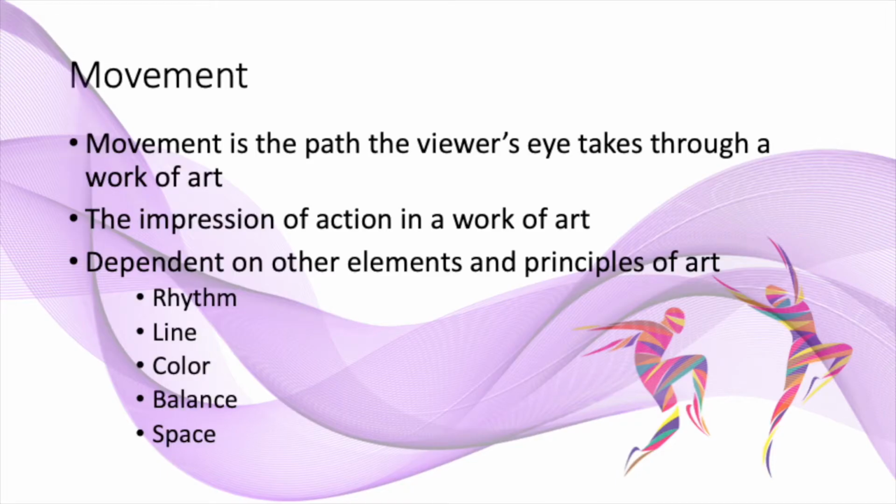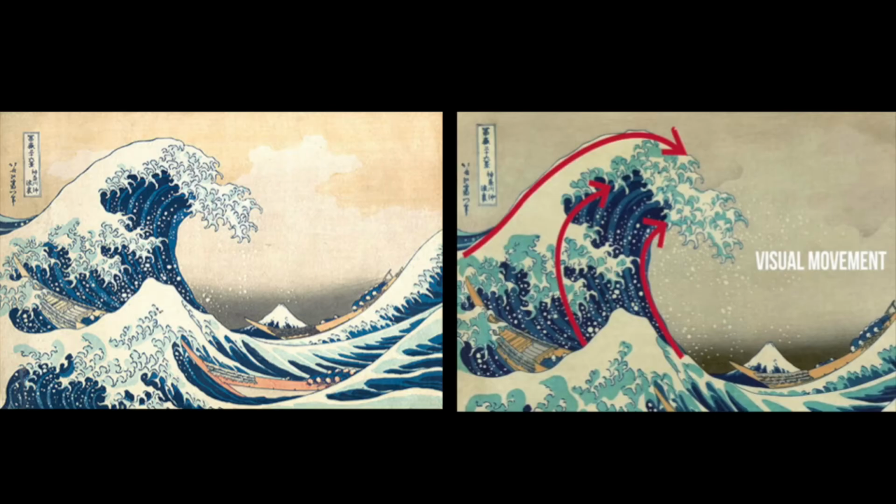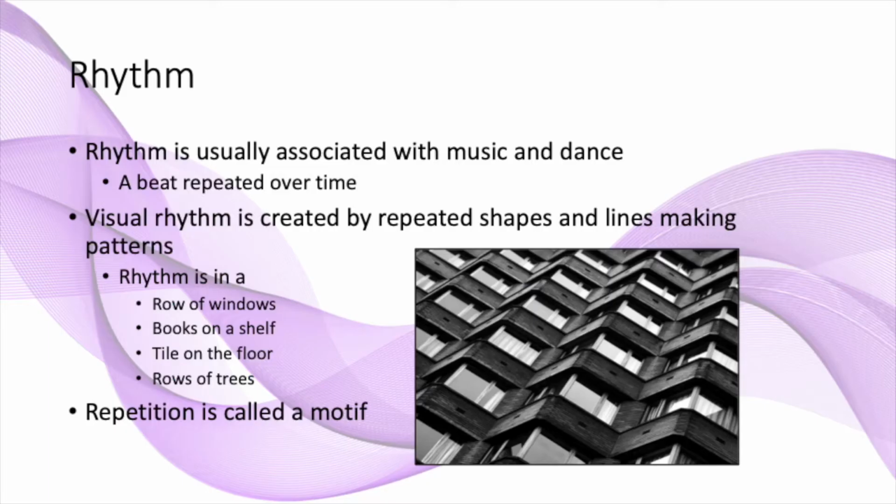Movement is the path the viewer's eye takes through a work of art, the impression of action, and it is dependent on rhythm, line, color, balance, and space. As you can see here in the Great Wave, the movement goes up and over the wave. Therefore, the viewer's eyes go up and around or up and over the wave.